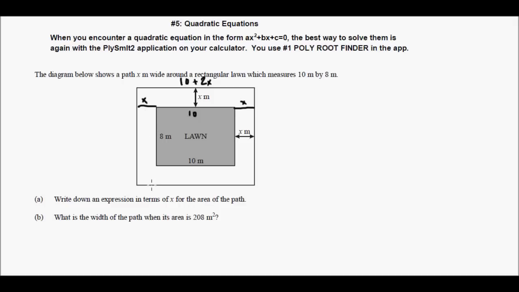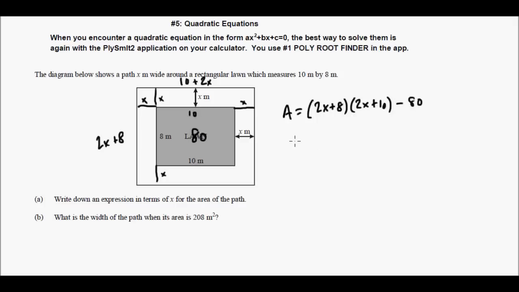Now, it works the same way on this side. If it's going to be x here and x here, this side's going to be 2x plus 8. Okay? And now what's the area of the lawn? The area of the lawn is 8 times 10, which is 80. So we're going to write down an expression in terms of x for the area. Well, the area is going to be (2x plus 8)(2x plus 10) minus 80.